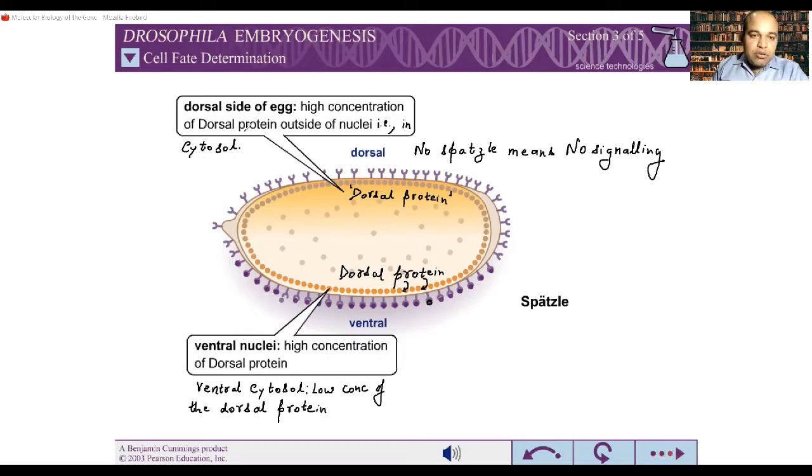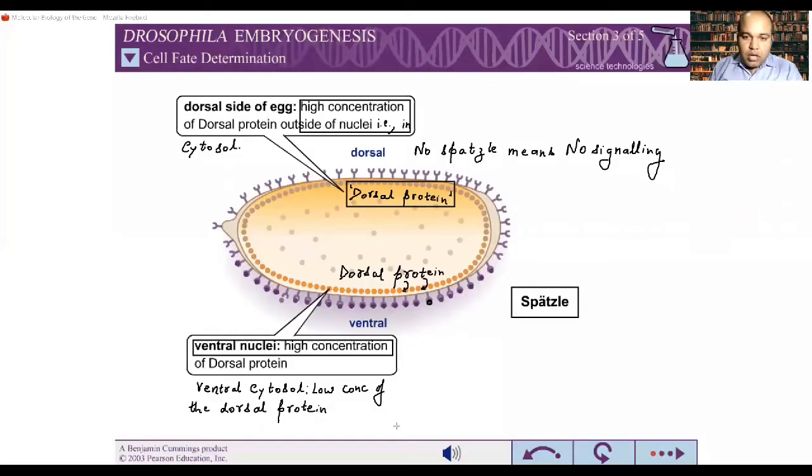So in this case, cytosol has a high concentration of the dorsal protein. Here the nuclei has the high concentration of the dorsal protein. So this is the basic difference. Here the ventral nuclei has very high concentration. Here the high concentration is present in the cytosol. This is how the organization of dorsal protein is taking place in the case of dorsal and ventral nuclei. So let us move forward in order to understand the formation of the dorsal and ventral axis and its complete development in Drosophila melanogaster.